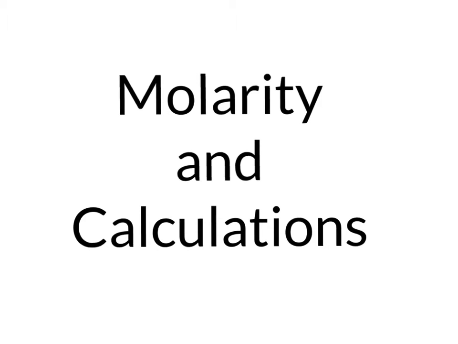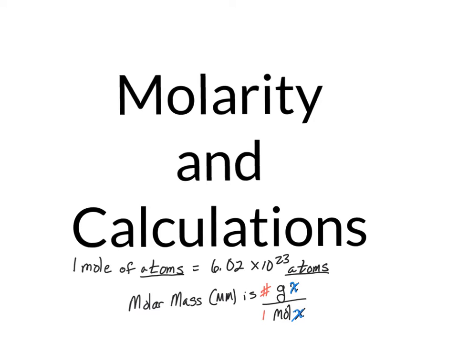In chemistry, one of the most important types of concentration is called molarity. Molarity uses the number of moles, and just recall, a mole is 6.02 times 10 to the 23rd of something. It never defines what that something is, but if we say we have a mole of atoms, then it would be a mole of atoms. And recall that we can convert from mass to moles using molar mass. Now we're going to look to see what kind of calculations we can do with molarity.